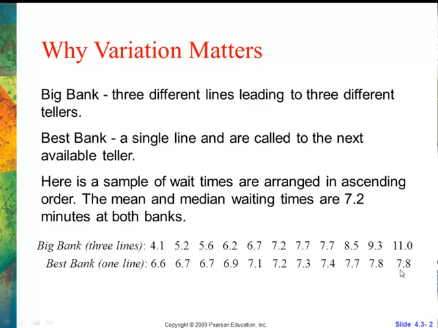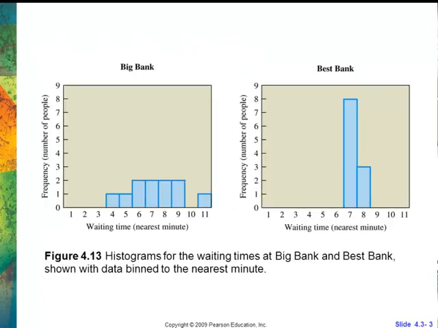So when we look at the histogram here, we can see that the range of values is much smaller. They're much closer together than they are at Big Bank. Okay, and this is variation. We want to be able to calculate it. We want to have a number, because it's great to have a graph, but we don't always have a graph. So it's nice to have numbers so we can compare them.